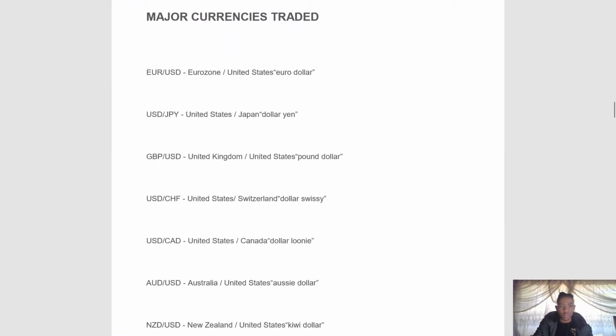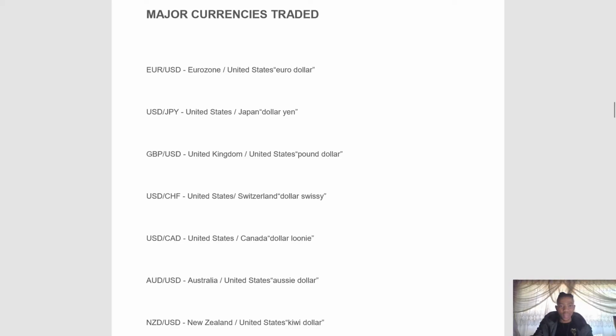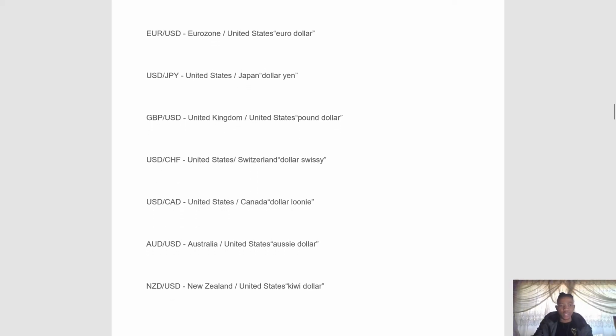So in Forex, we have our major currency pairs that we trade. And firstly, we have Euro USD. Secondly, we have USD JPY, which is the dollar versus the Japanese yen.